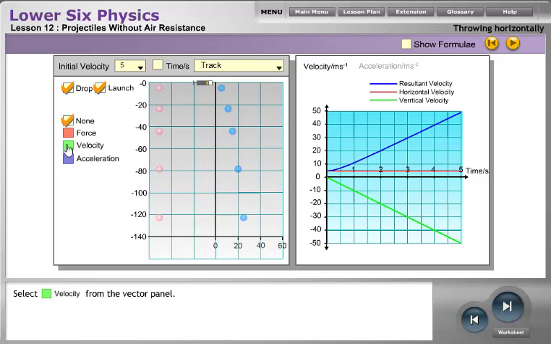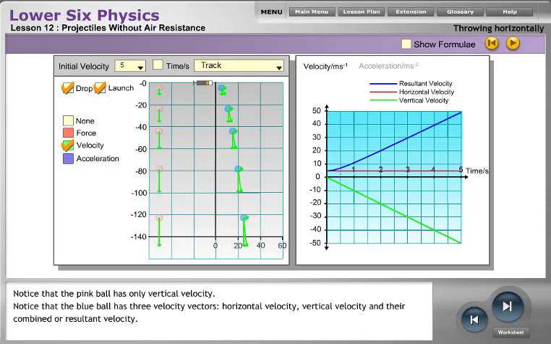Select Velocity button from the Vector panel. Notice that the pink ball has only vertical velocity. Notice that the blue ball has three velocity vectors: horizontal velocity, vertical velocity, and their combined or resultant velocity.